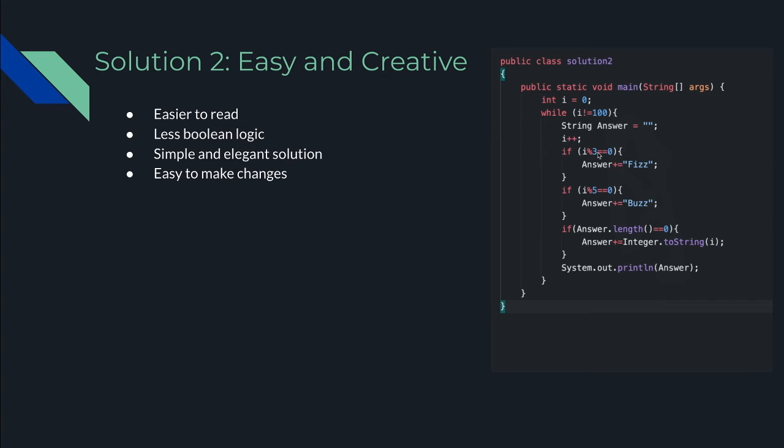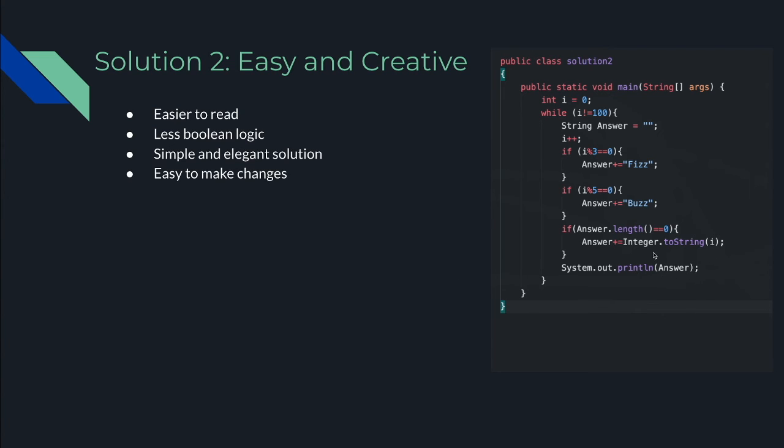Then I check, is it divisible by 3? If so, add fizz to the answer. Then, is it divisible by 5? I'll add buzz to the answer. And if it's neither, if the length of the answer is 0, then we will just add the number as a string and we'll just print it out.